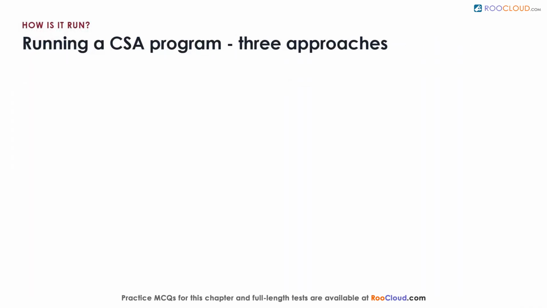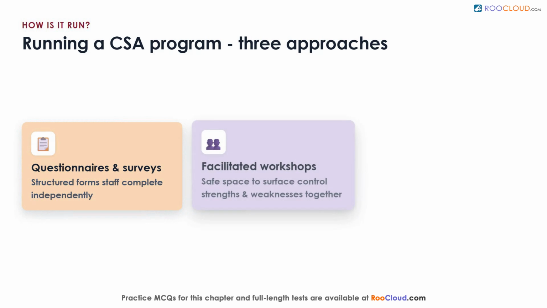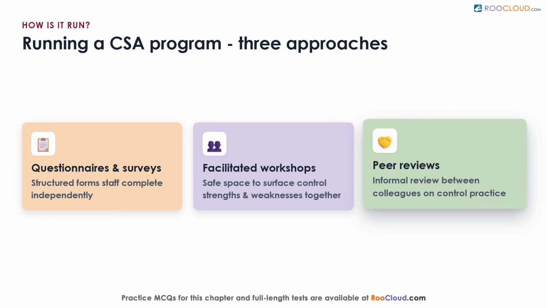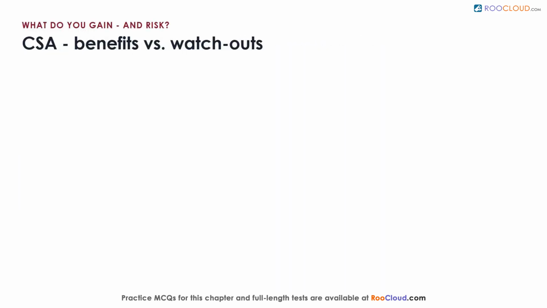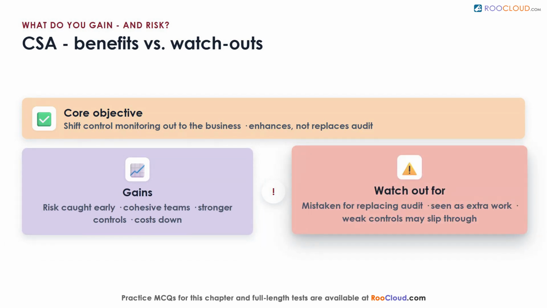How do you run a self-assessment program? You can use questionnaires and surveys. You can hold facilitated workshops. You can even use informal peer reviews. In a workshop, you create a safe space to talk. People surface control strengths and weaknesses together. What is the real objective of this approach? You shift some control monitoring out to the business. It does not replace the audit team's job. It enhances it. Line managers own the controls, so they should watch them. Your job is to teach them control design and monitoring.